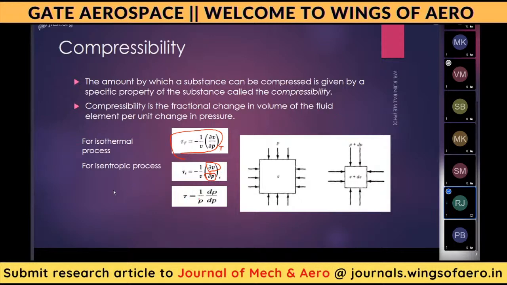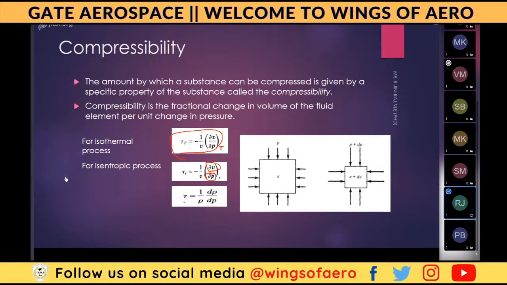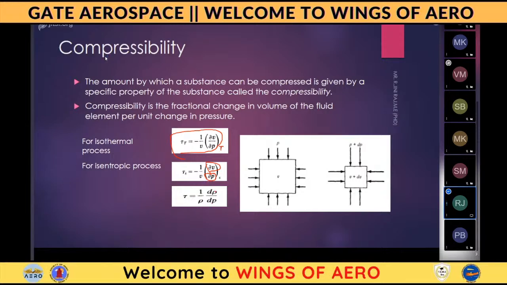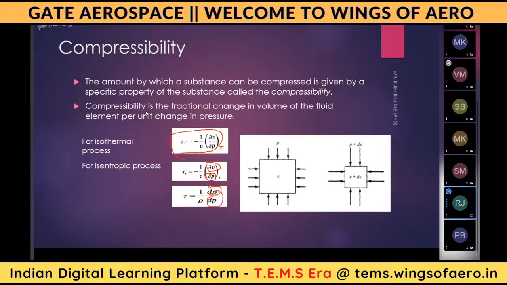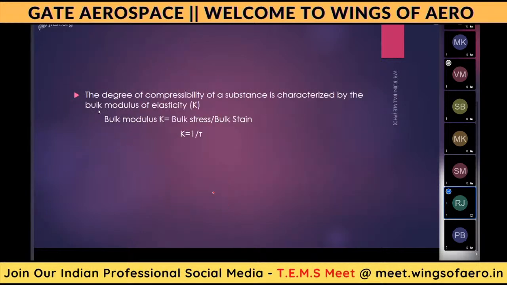In the same way, in terms of density, v equal to 1 by rho. So tau equal to 1 by rho into d rho divided by dp, that is, change in density divided by change in pressure. In terms of density, the compressibility formula is d rho divided by dp.